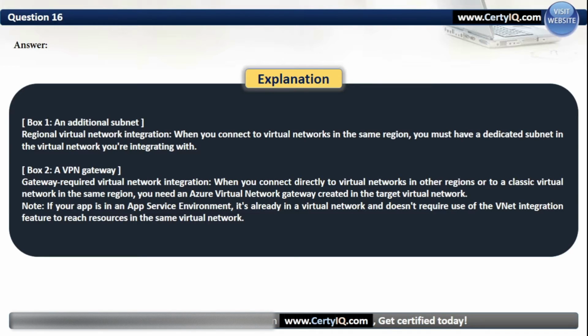Regional virtual network integration. When you connect two virtual networks in the same region, you must have a dedicated subnet in the virtual network you are integrating with. About box 2. Gateway required virtual network integration. When you connect directly to virtual networks in other regions or to a classic virtual network in the same region, you need an Azure Virtual Network Gateway created in the target virtual network. Note, if your app is in an App Service Environment, it is already in a virtual network and doesn't require use of the VNet integration feature to reach resources in the same virtual network.